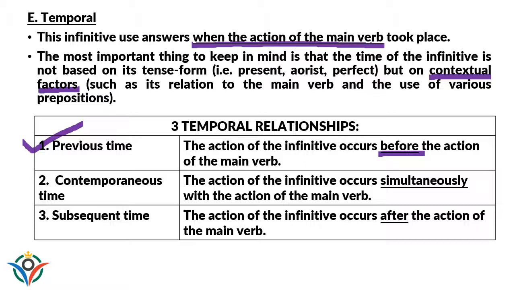The second temporal relationship is contemporaneous time. This is where the action of the infinitive occurs simultaneously with the action of the main verb. And then subsequent time is when the action of the infinitive occurs after the action of the main verb. So let's take a look at each one of these temporal relationships in more detail.